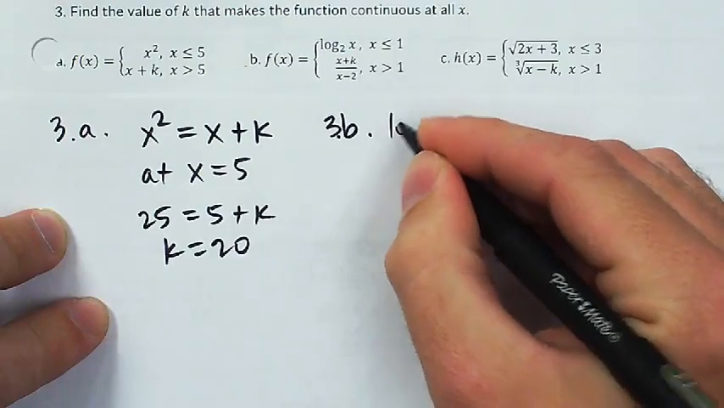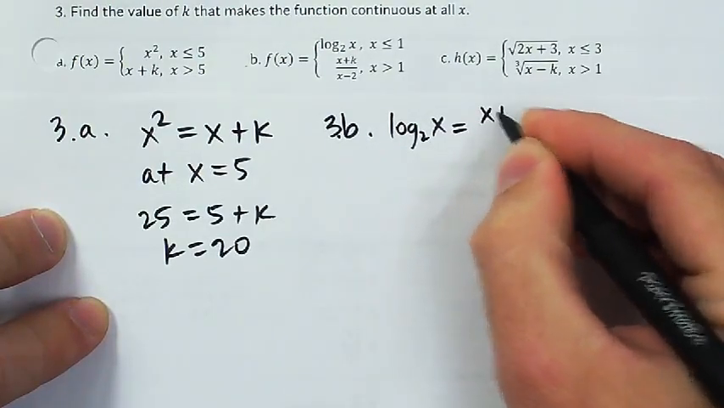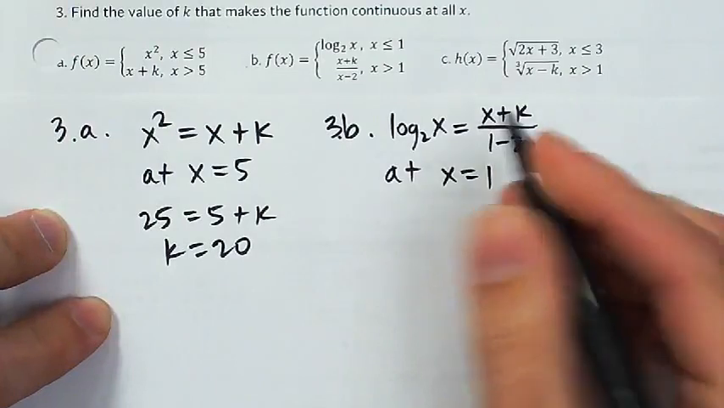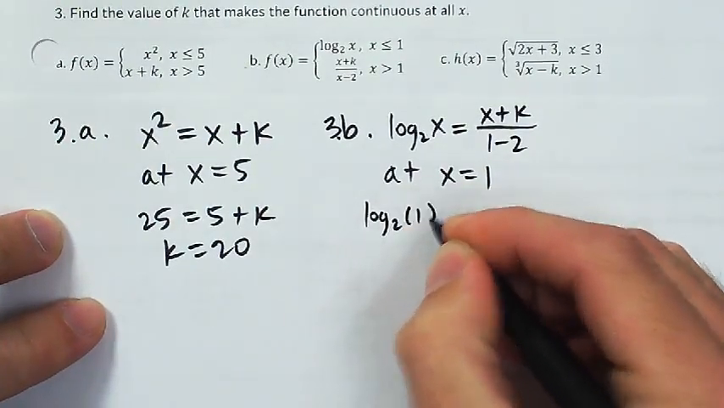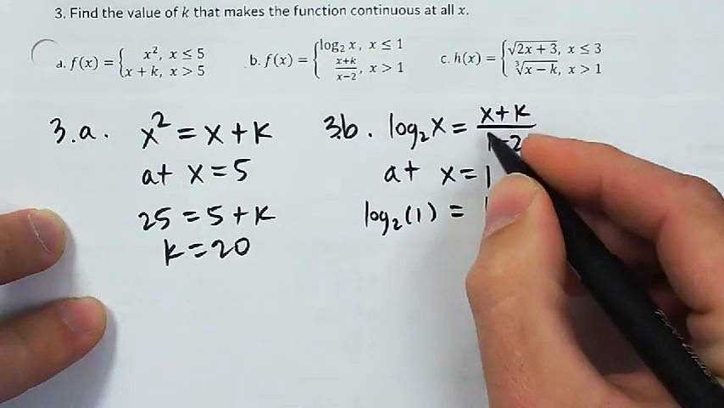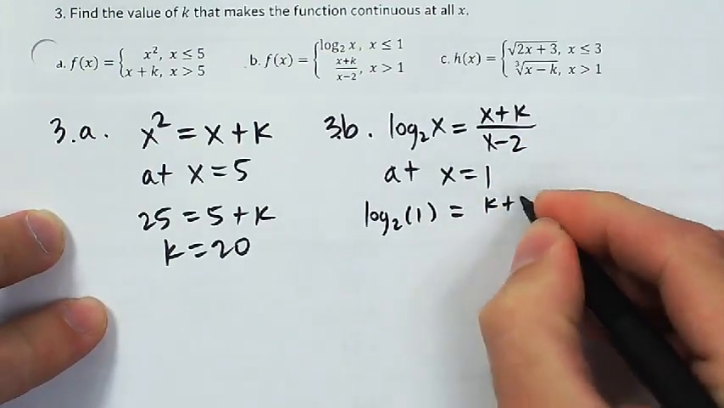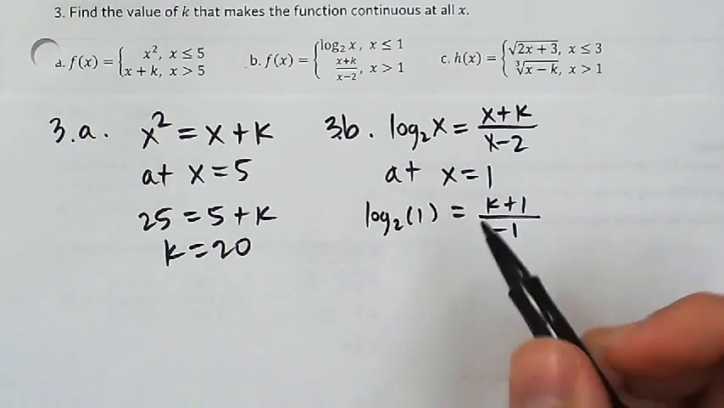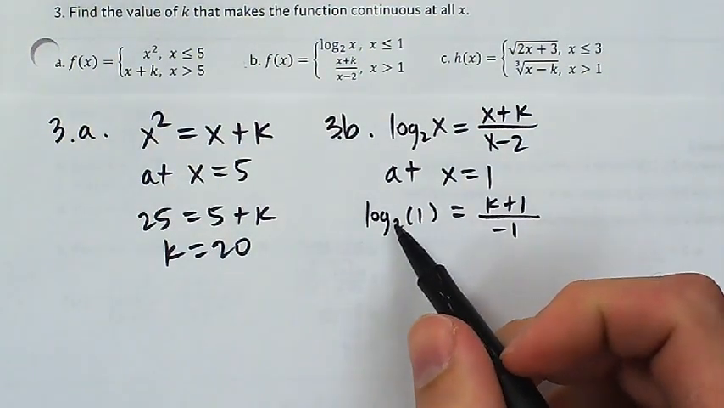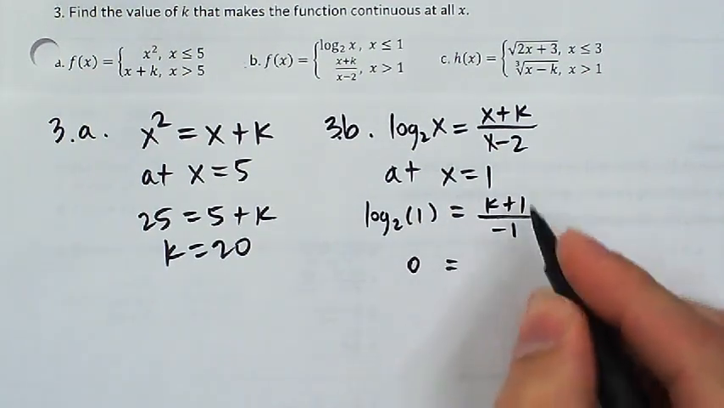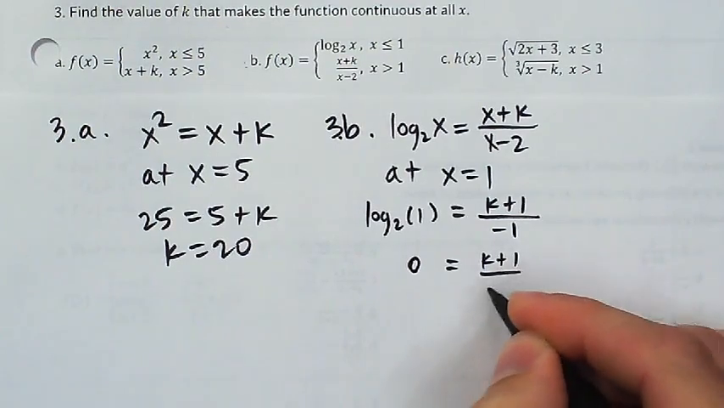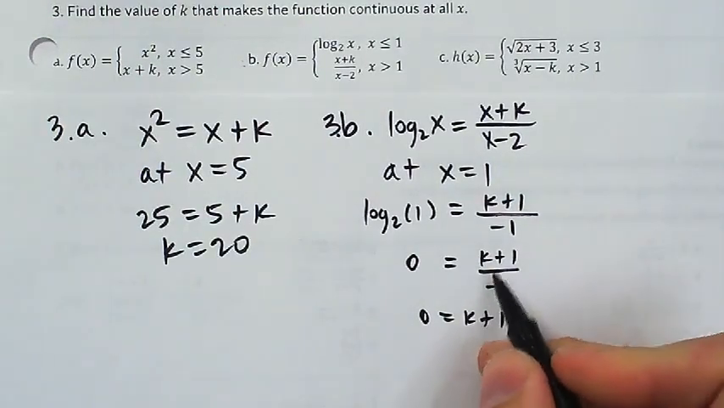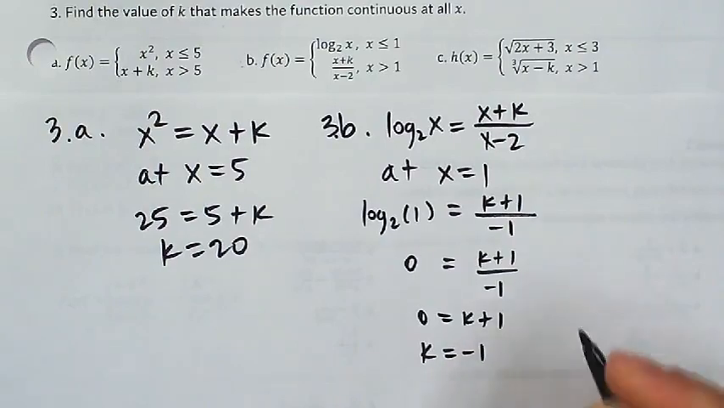For b, I need log base 2 of x to equal x plus k divided by x minus 2 at the point where x is equal to 1. So I'm going to need log base 2 of 1 equaling k plus 1. Whoops, that was supposed to be an x minus 2. I got ahead of myself. K plus 1 over 1 minus 2 is negative 1. Yes, great. All right, now, log base 2 of 1, that's the exponent I put on 2 to get 1. That's going to be 0. So 0 equals k plus 1 over negative 1. I can multiply both sides by negative 1. 0 times negative 1 is still 0. Or I could have thought about it: the only way a fraction is going to be 0 is if its top is 0. Either way, we're going to get k equals negative 1.